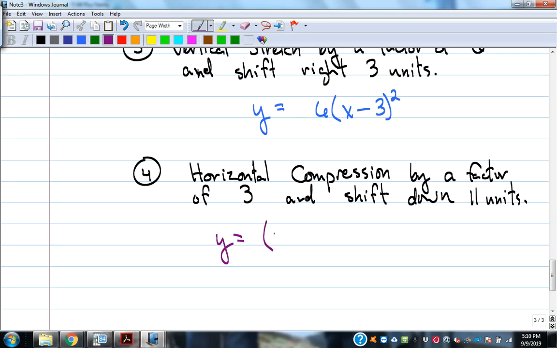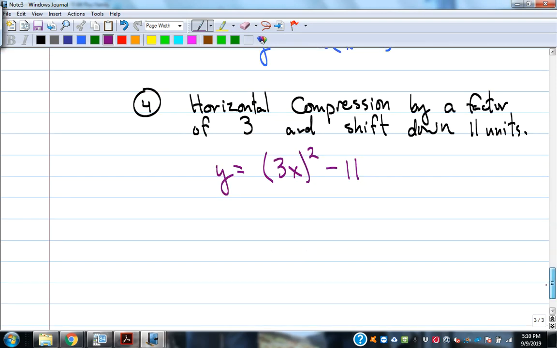In the parentheses, that's right. So is it 3x then squared to get a horizontal compression, and then the down 11 units would be minus 11. If it were up 11 units, it'd be plus 11, that idea. Okay, horizontal compression, we're multiplying by a big number on the inside. Horizontal stretch, we're multiplying by what kind of number on the inside? Small fraction, between 0 and 1. Okay, so that's how that's got to work.